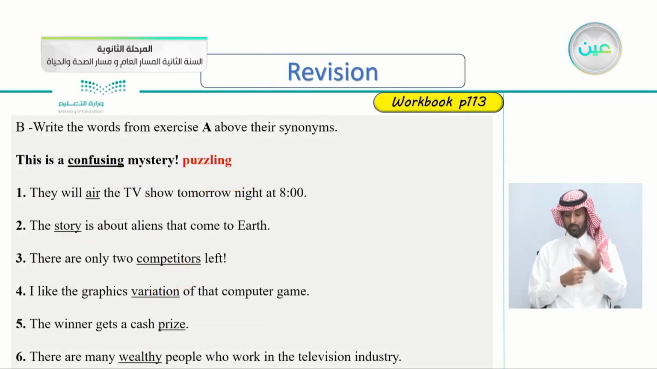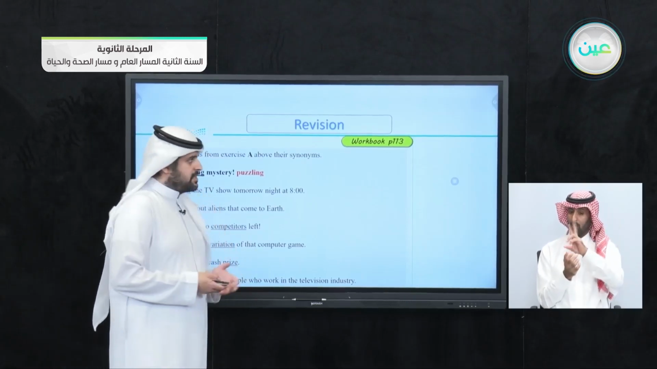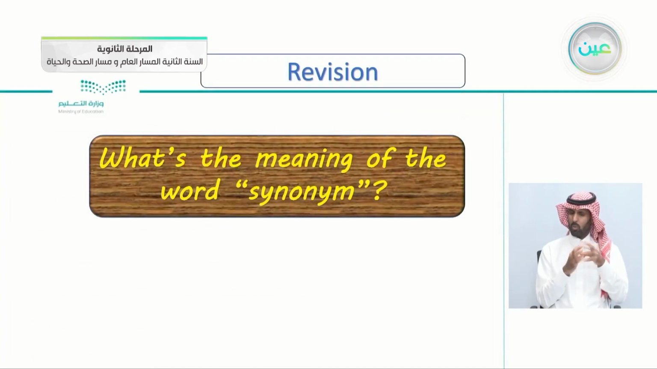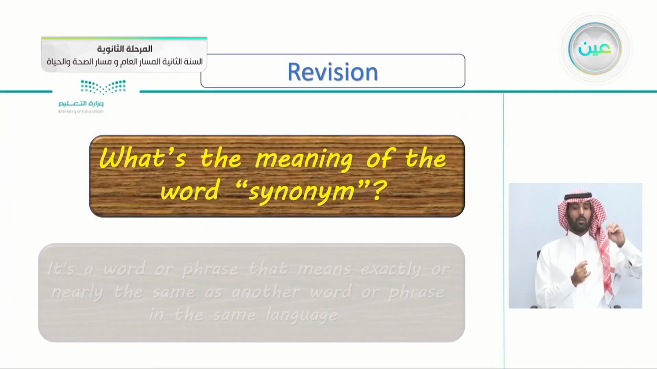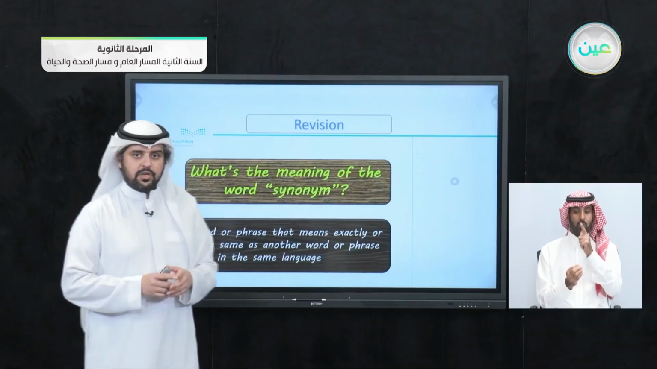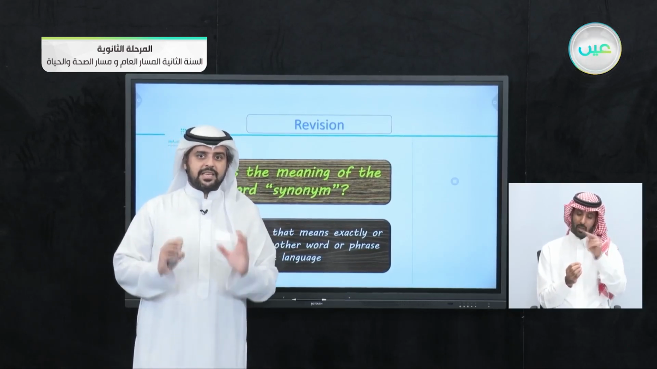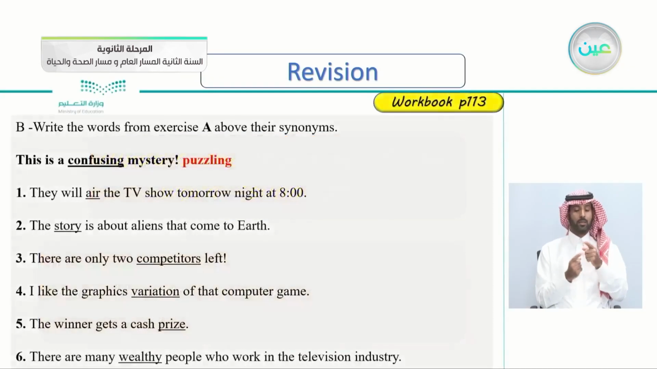So moving on to the next exercise, exercise B in the workbook. The words from exercise A above their synonyms. So the words that we just learned in exercise A, we'll be writing them with their synonym. And if you don't know the meaning of the word synonym, it's a word or phrase that means exactly or nearly the same as another word or phrase in the same language. So in the same language, when two words have the same meaning or nearly the same meaning, this is a synonym.